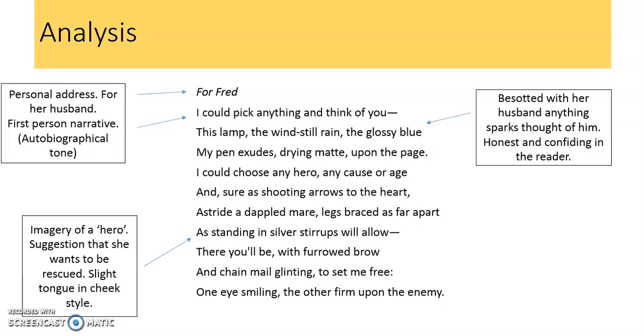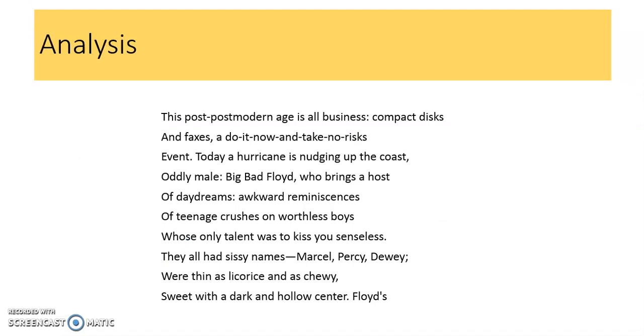But in that final line of the stanza where she says, "one eye smiling", it suggests that it's a little bit of a tongue-in-cheek reference. She's being a little bit cheeky, that maybe she wants a bit more excitement in her life, but actually she is quite content. So on to the second stanza.